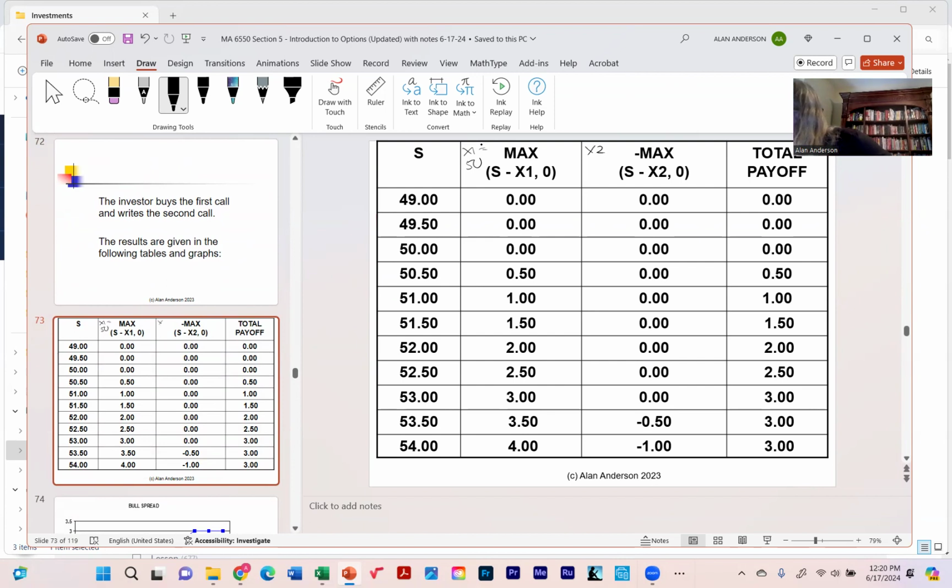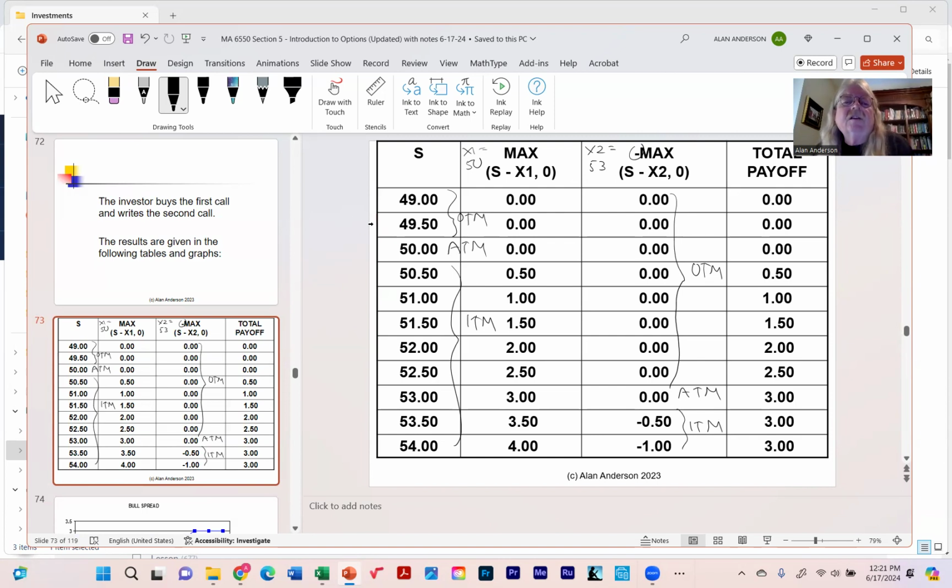X2 is the strike of 53. And if you notice, there's that little negative there because we are selling this one. So this first one is out of the money here, at the money here, and in the money here. Whereas this one, it's out of the money all the way down here, at the money here, and it's only in the money for these last two.